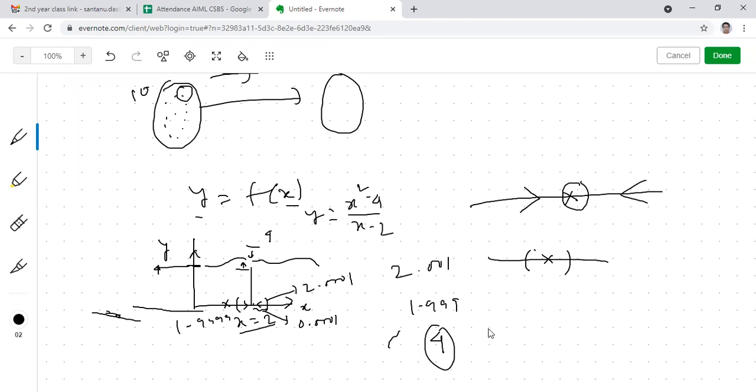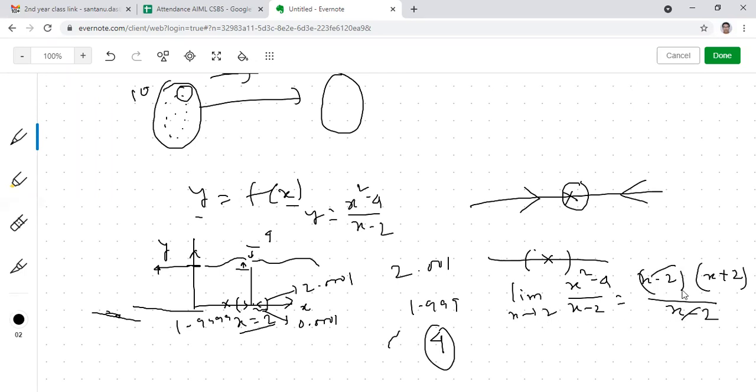Then later on, we can identify the limit by the formula. The function is x square minus 4 by x minus 2. So you can factorize the numerator: this will be x minus 2 into x plus 2, and the denominator is x minus 2. Now since x is moving towards 2, x is closer to 2 but x is not equal to 2, so this can be eliminated. So this is x plus 2. Now x plus 2 is defined at 2, so the value will be 4. So this is the method.